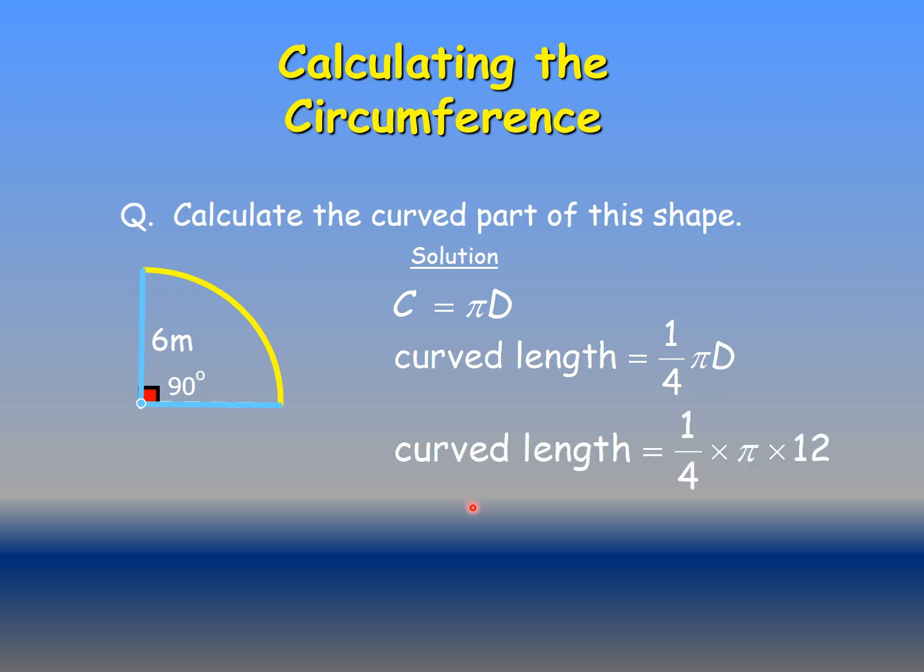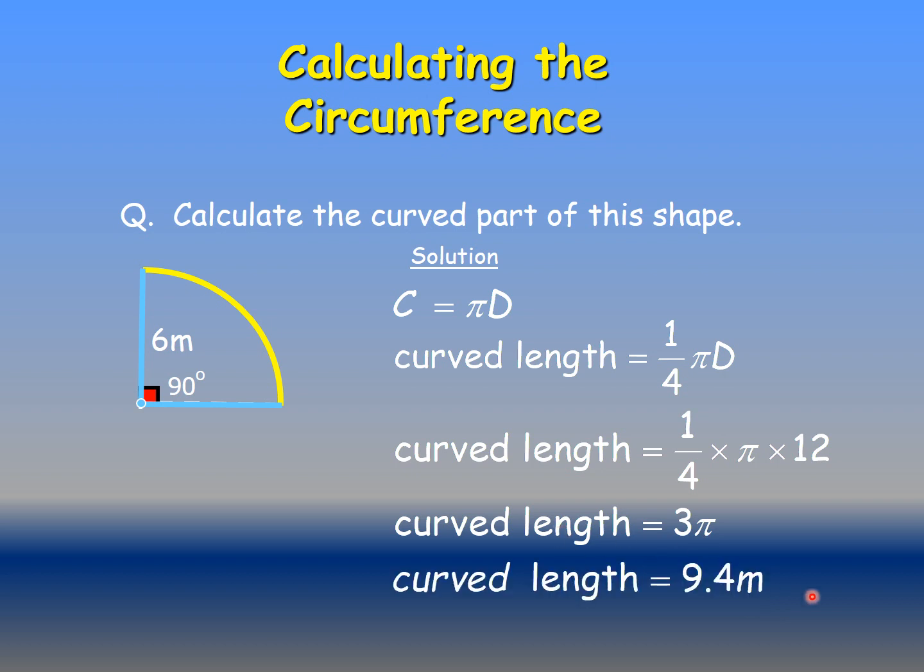So the curved length will be 1 over 4 times pi times the diameter. We know it is 12. Why is it 12? The radius is 6 meters, right? So if the radius is 6 meters, the diameter is 2 times r, so it will be 12. So we replace the d with 12. What will be the value? Curved length equals 3 times pi. It will be approximately equal to 9.4 meters.